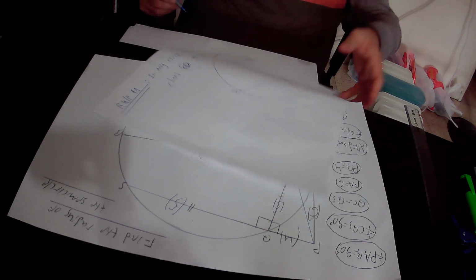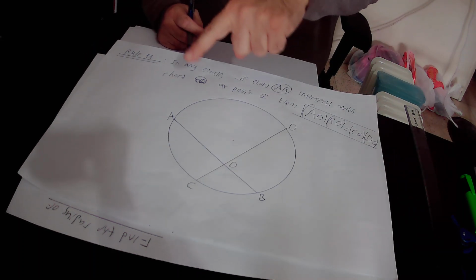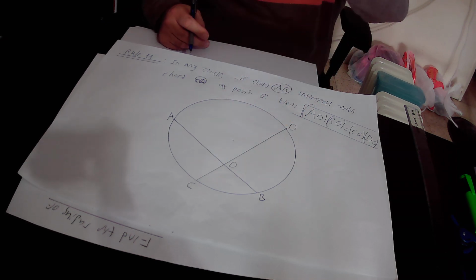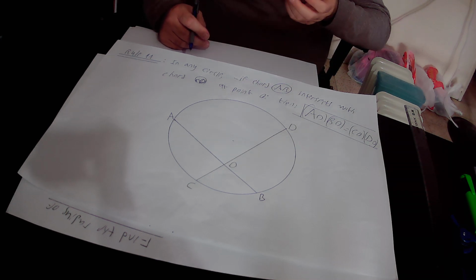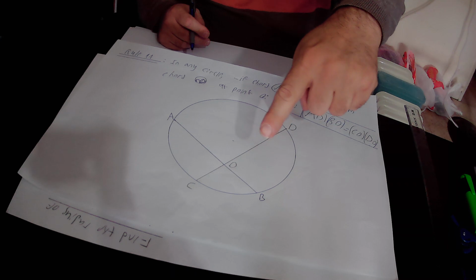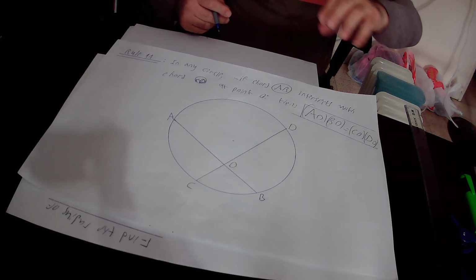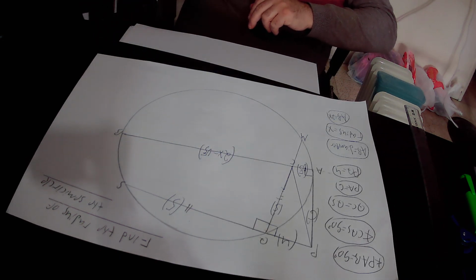Again, in the drawing, we have a circle. Inside the circle, we have chord AB that intersects with chord CD at point O. The intersection point between the two chords occurs at point O. Whenever you have two chords that intersect with each other inside the circle, the following equation is true: AO times OB equals CO times OD. So we can actually implement rule number 11 in our drawing.